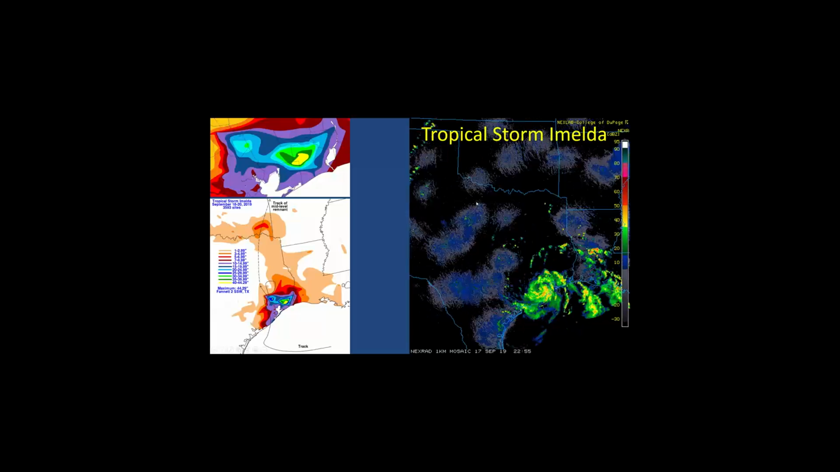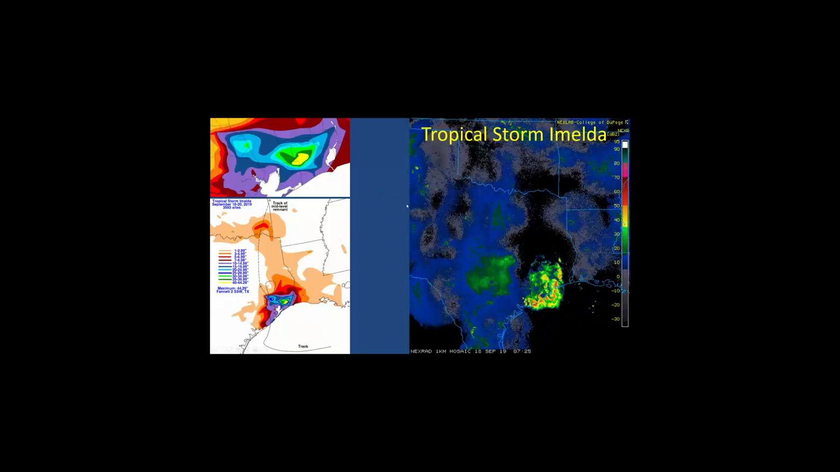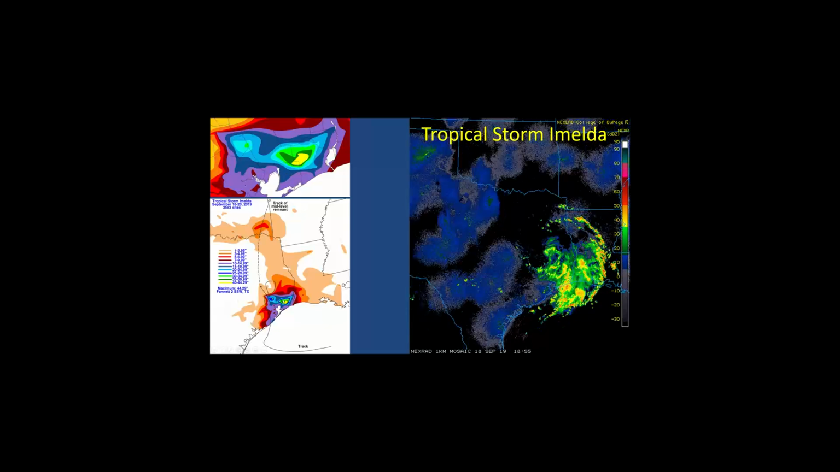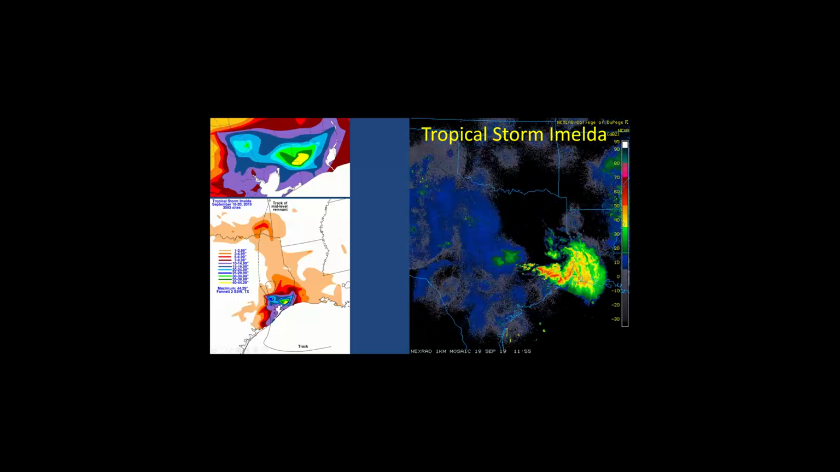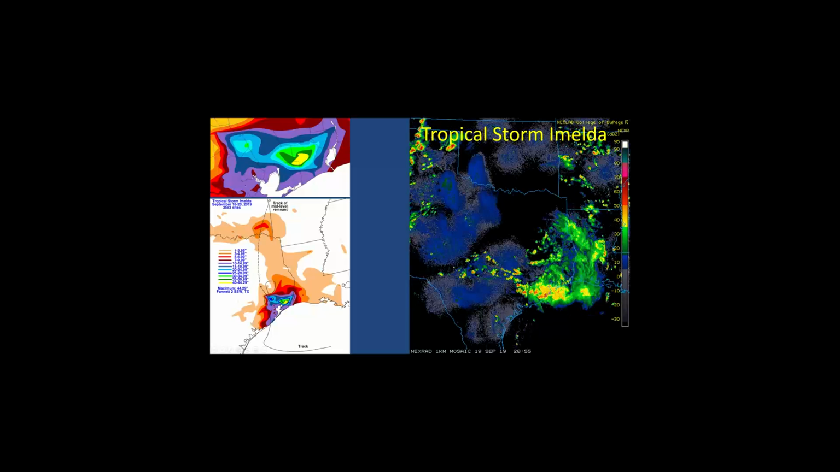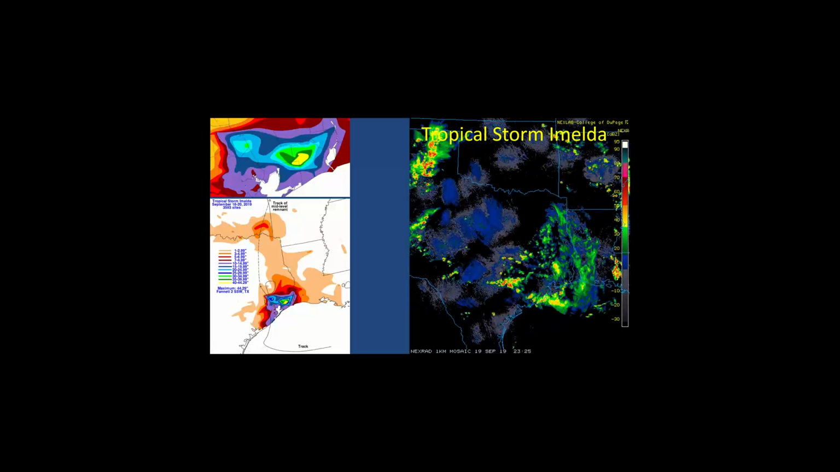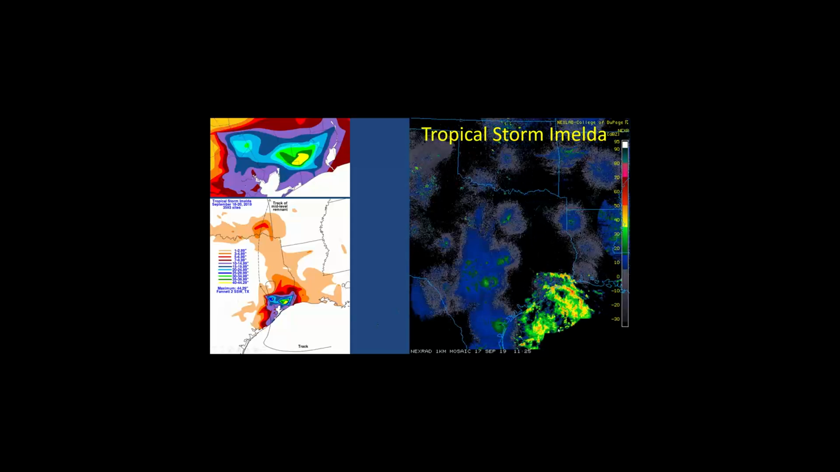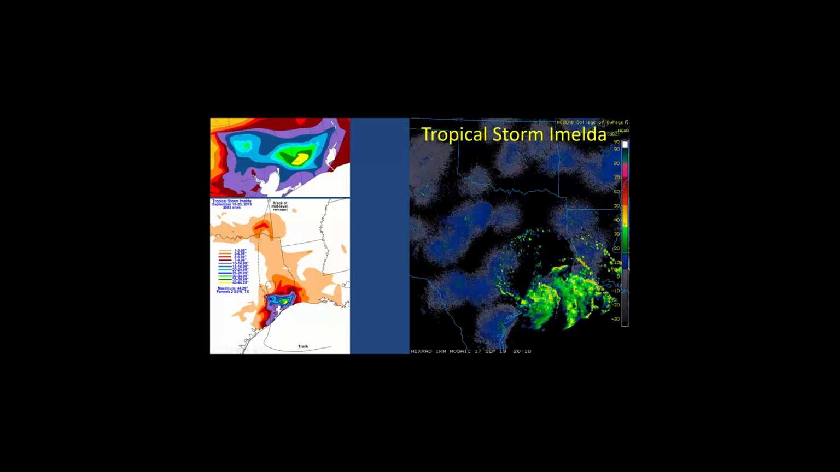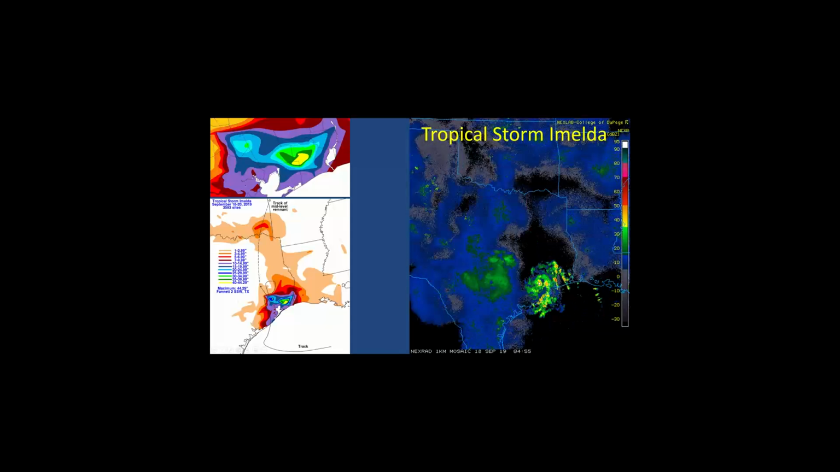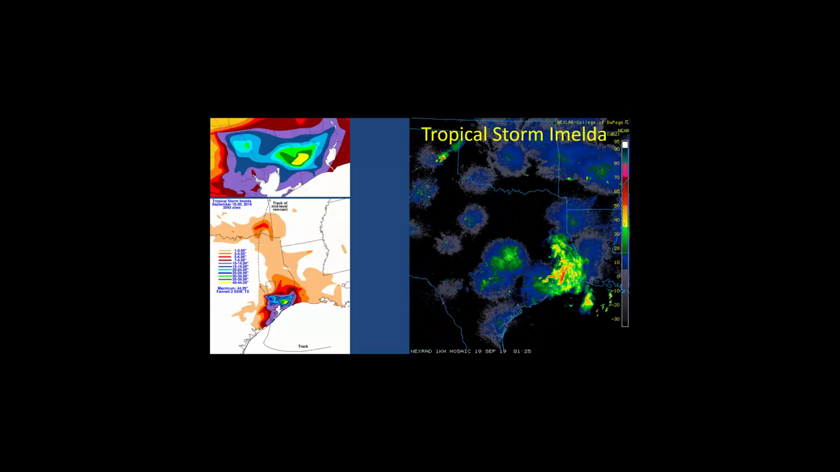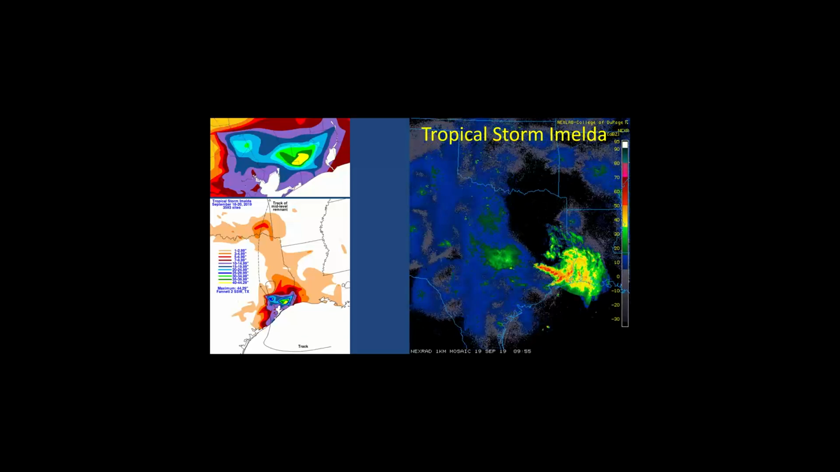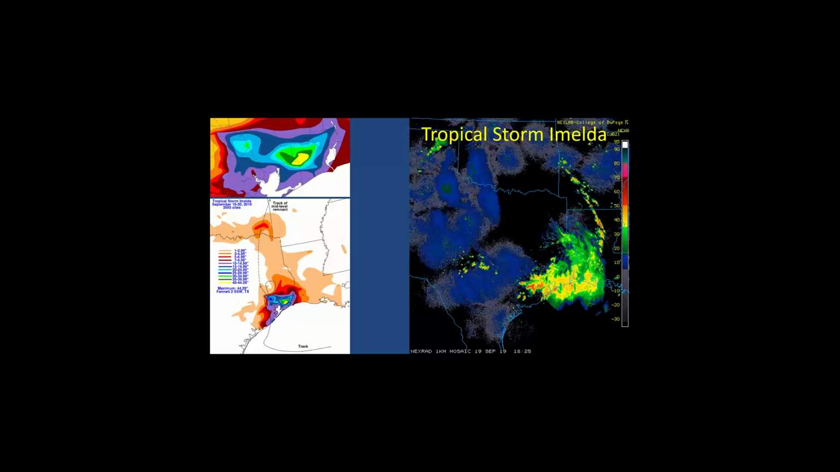So Imelda was different than Harvey in that the area of heavy rain was much smaller, but the amounts were unbelievable. They were once again over 40 inches, mostly in a 24-hour period over a small area. So anytime you get that kind of rainfall, you're going to get flooding, and we certainly did, the worst of it being in Chambers, Liberty, and eastern Montgomery County.